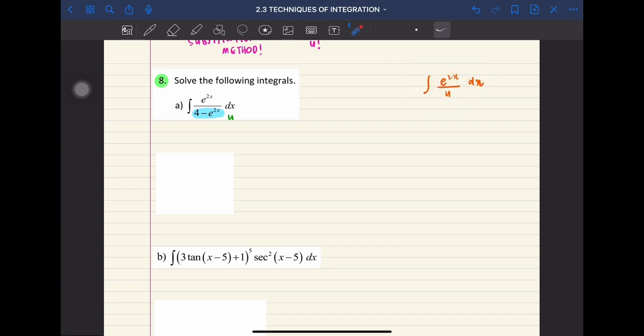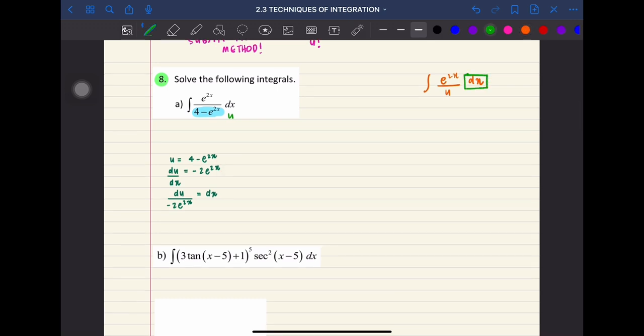So what do we do? We need to differentiate. This is your u, so you differentiate, and then you substitute the dx first. The dx will be equal to du over negative 2e to x. Then notice that we can cancel out e to x over here, e to x divided by e to x, and then we can bring negative 1 over 2 to the front because it is a constant.